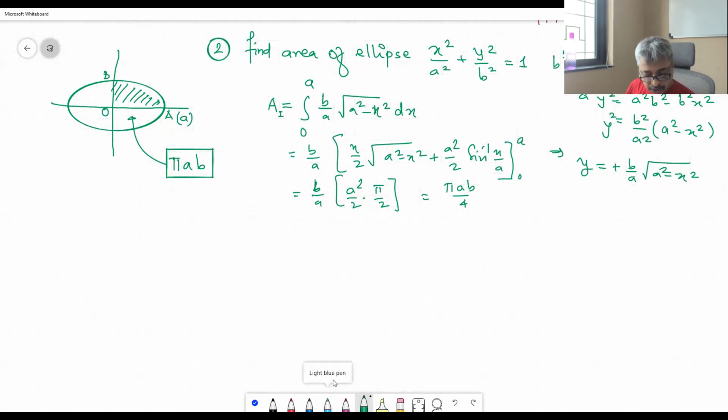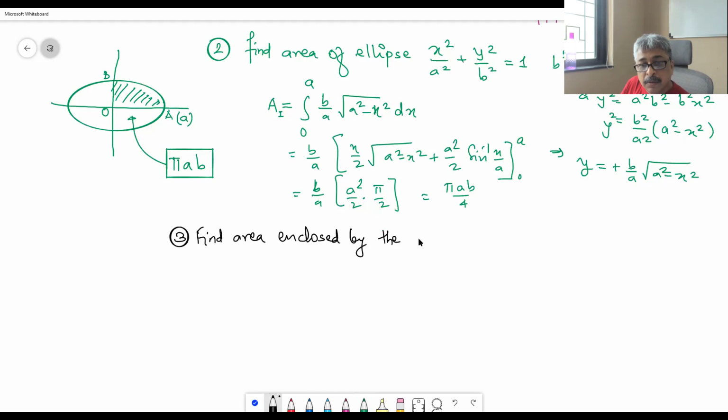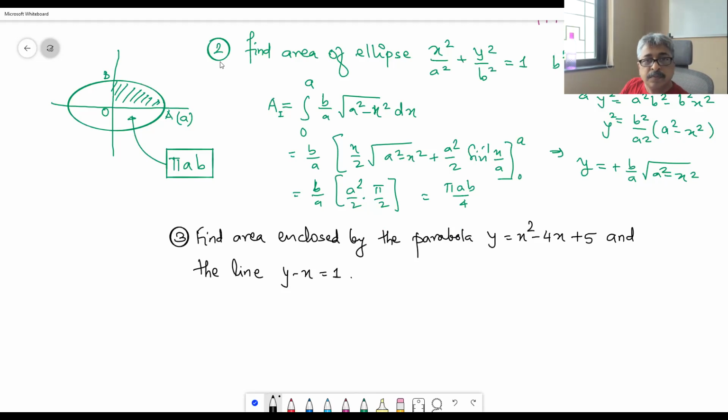Okay. Question number 3 on area. Find area enclosed by the parabola y is equal to x square minus 4x plus 5 and the line y minus x is equal to 1.